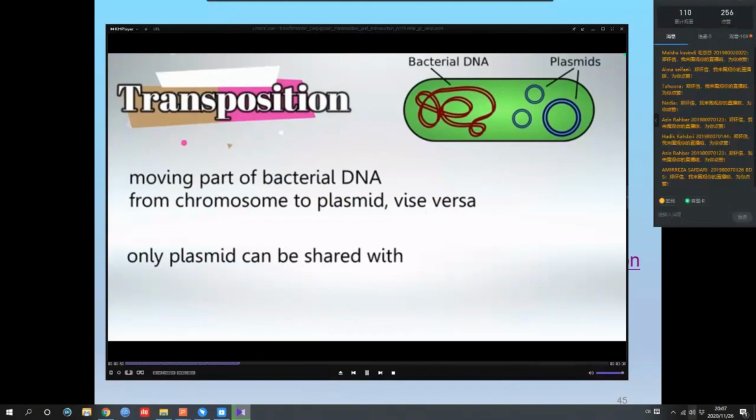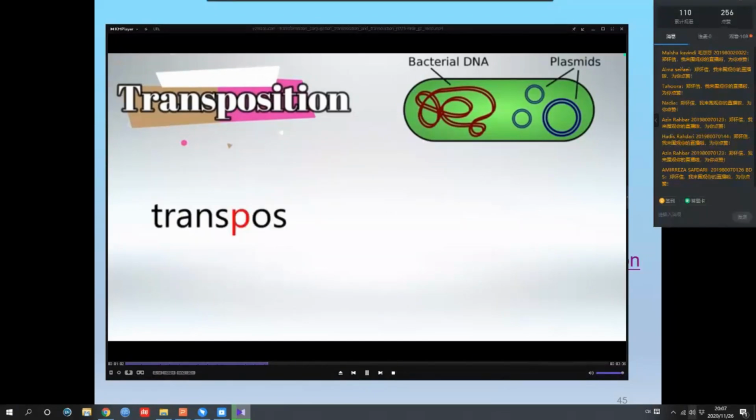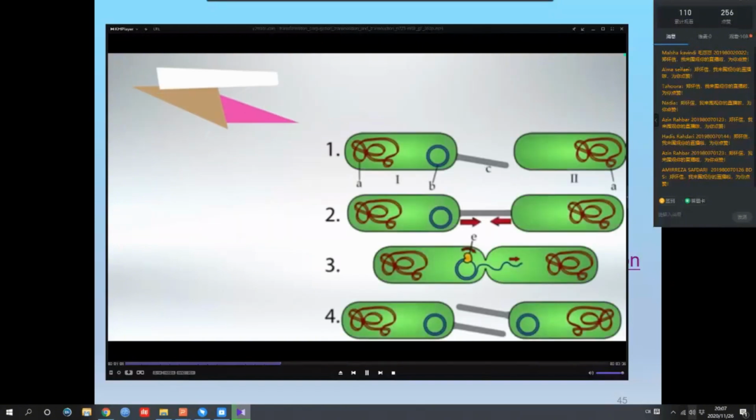Keep in mind that if the bacteria want to share its DNA with another bacteria, it can only share its plasmid, not the chromosomes. So the plasmid is smaller and readily accessible. Just remember that transposition has to do with plasmid. Now let's talk about conjugation.